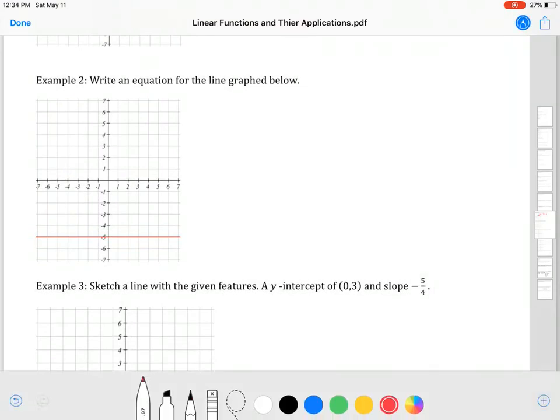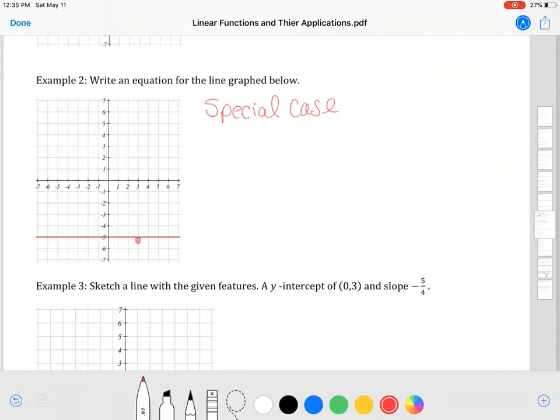In the next example, I can see that this is one of my special cases. When I have a vertical or horizontal line, that's one of my special cases. And if you can't remember if the equation of the vertical line is x equals or y equals, or you can't remember if the horizontal line has an equation x equals or y equals, think through it. Don't worry about memorizing things.